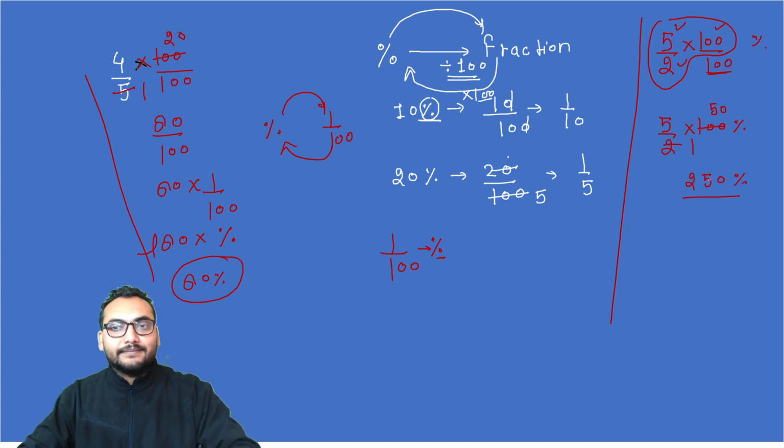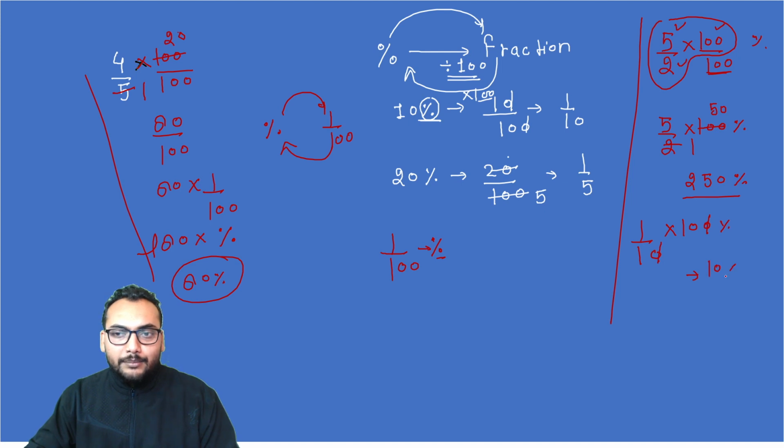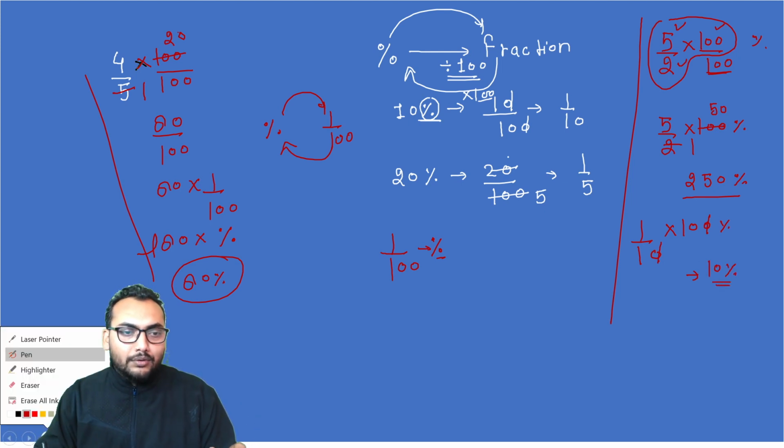So you will get 250%. Now in the same way, let us suppose you want to convert 1 upon 10 into percentage. Again you have to multiply it by 100. So 0 and 0 will be cancelled out, and now you will get 10%. So this is the basic way to know how you can convert percentage into fraction, and how you can convert fraction into percentage.